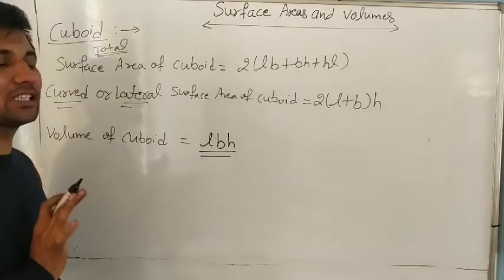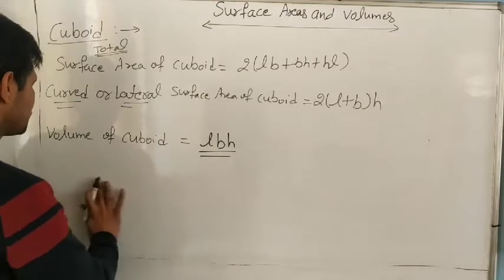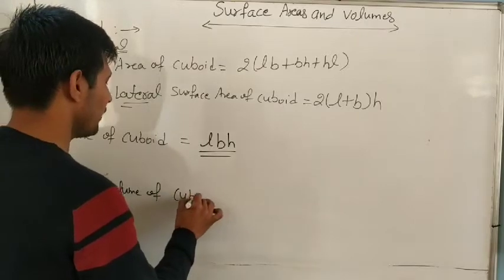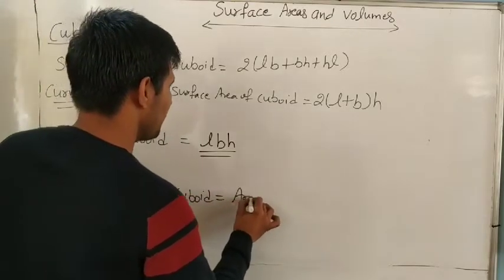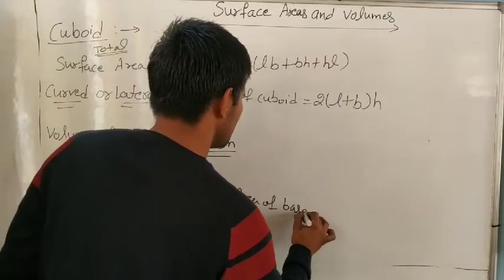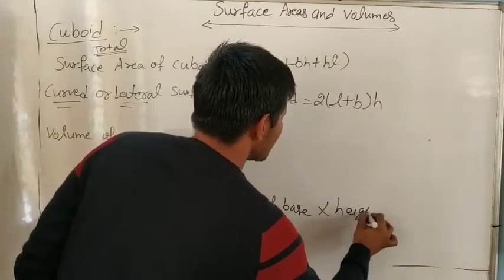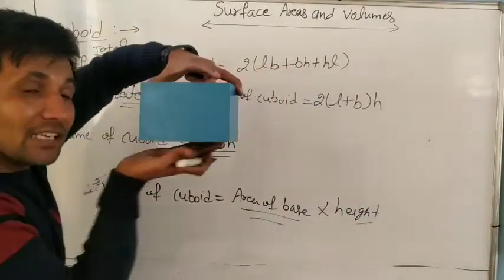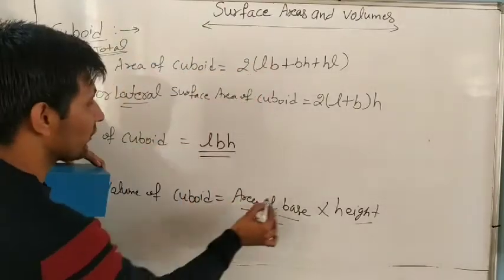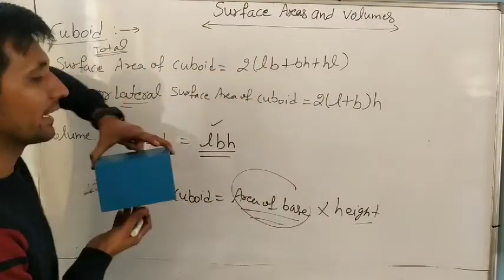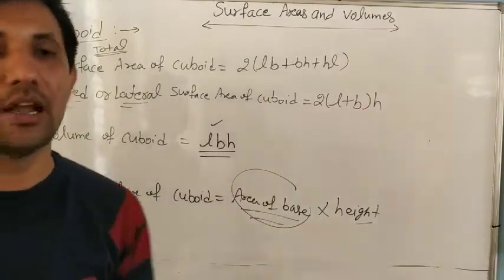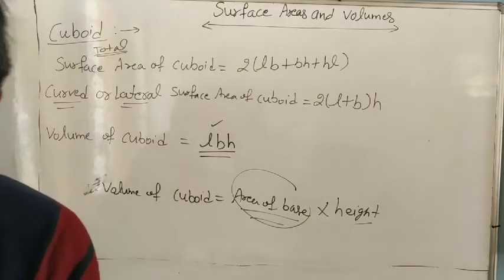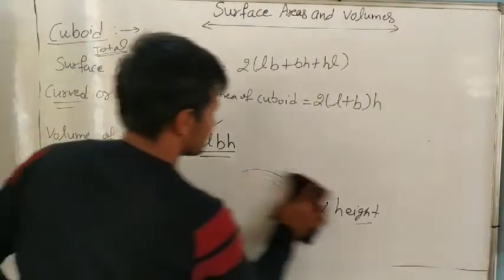So you can remember it like this also. Volume of cuboid is area of base into height. The base of the cuboid is a rectangle. Area of rectangle is L into B, and height is H. L into B into H. Do you understand volume? Why is it LBH? Okay.